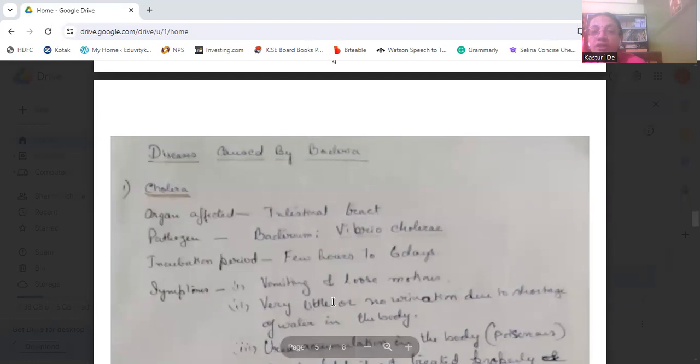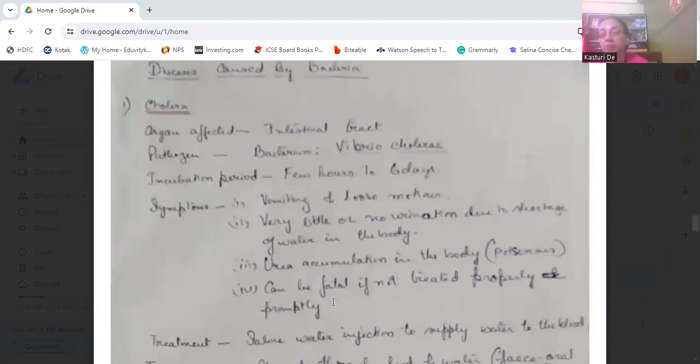Now we come to certain diseases. First is the disease caused by bacteria. First one is cholera. In cholera, the organ affected is the intestinal tract. The pathogen that attacks the intestinal tract is a bacterium, Vibrio cholerae. The scientific name of the pathogen is Vibrio cholerae. Please note this pathogen, and while writing, please underline it, because this is a scientific name, generic and specific, so we should underline it. You have studied this earlier also. So the bacterium known as Vibrio cholerae causes cholera.